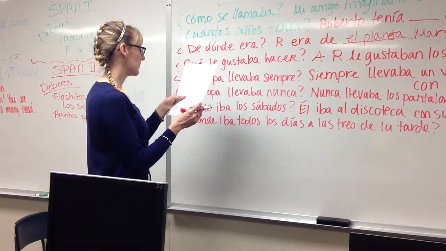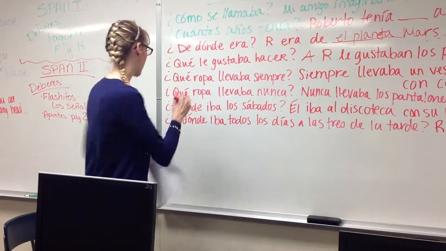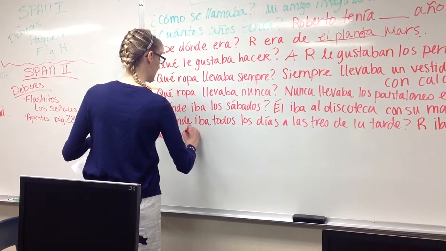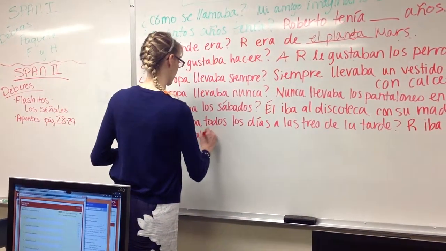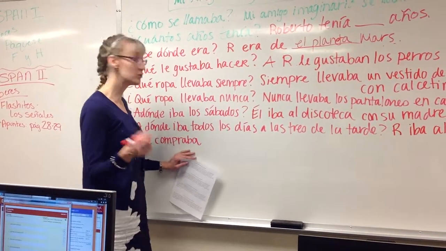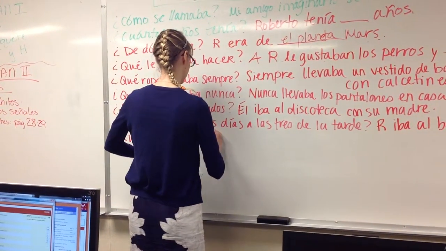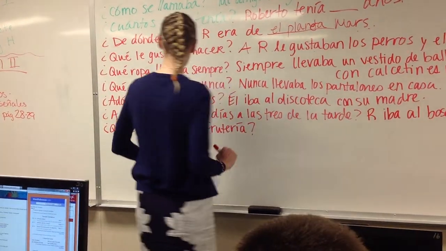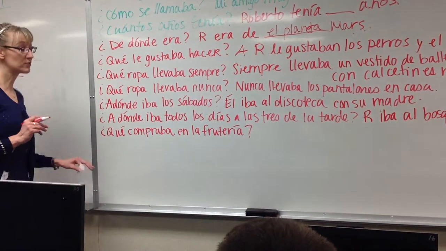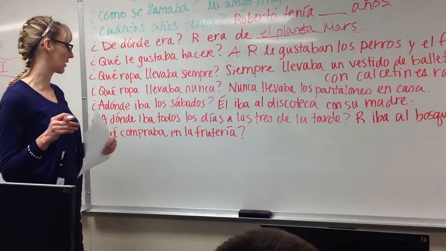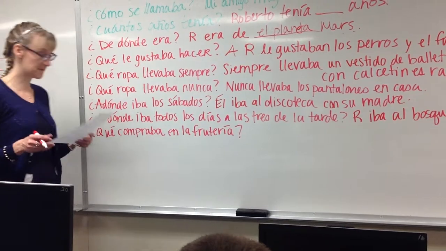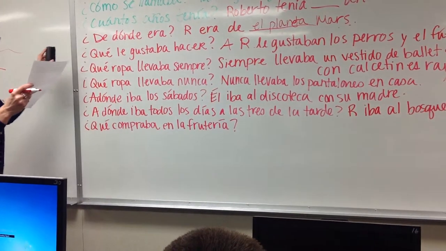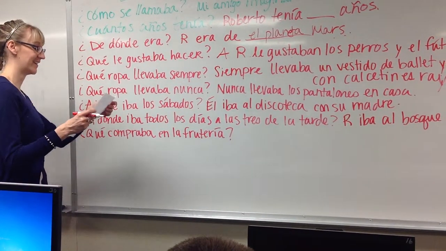Okay. Next one. ¿Qué compraba en la frutería? ¿Qué compraba? What did he used to buy in la frutería? At the where? Market. Not just the market, the what kind? Fruit market. The fruit store. Okay, what did he buy at the fruit store? Cookies. Not fruit. Okay. Clothes made out of fruit. Okay, this is a good one.